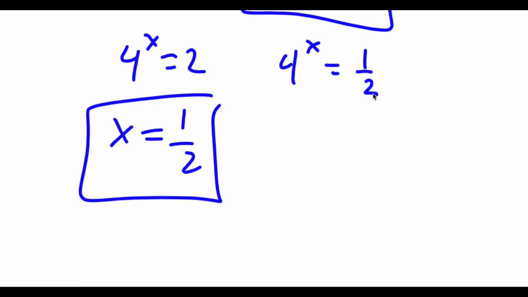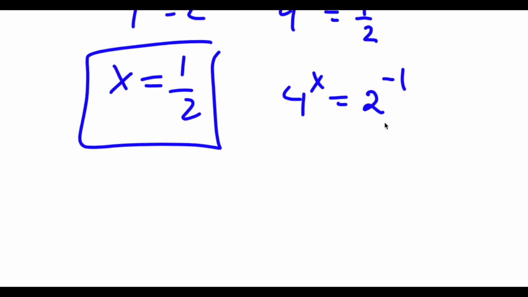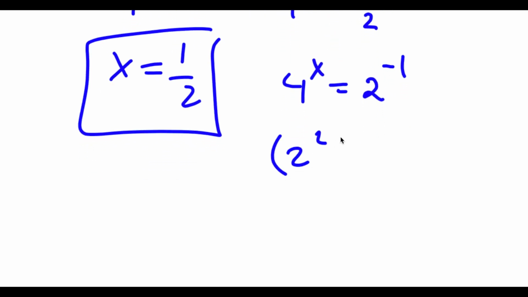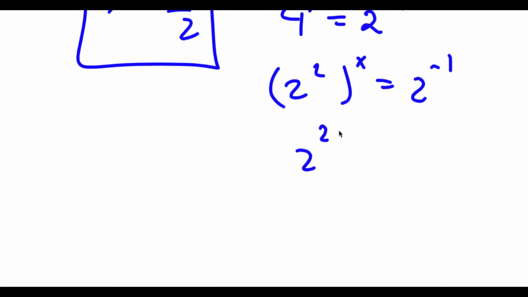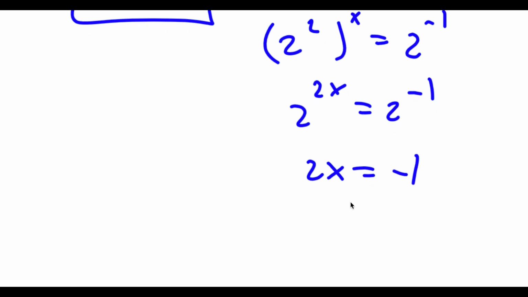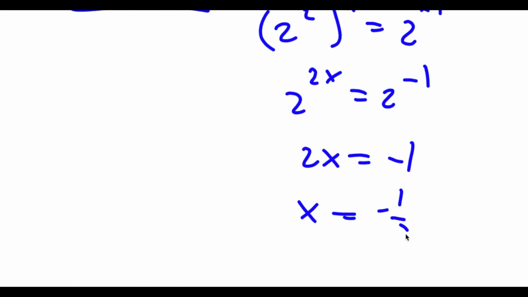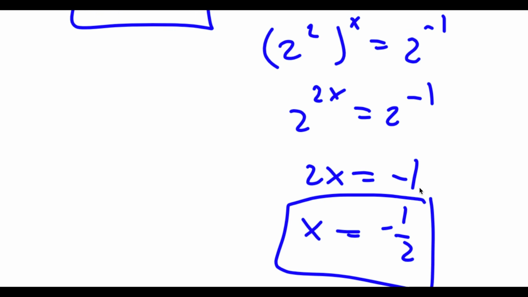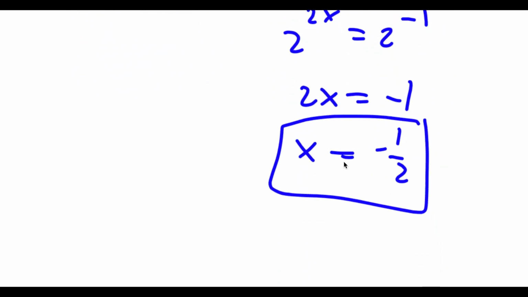And for 4 to the power of x equals 1 over 2, I get 4 to the power of x is equal to 2 to the power of negative 1. And I get 2 squared to the power of x is equal to 2 to the power of negative 1. So 2 to the power of 2x is equal to 2 to the power of negative 1, meaning 2x is equal to negative 1, and x is equal to negative 1/2. So x equals 1/2 and negative 1/2.